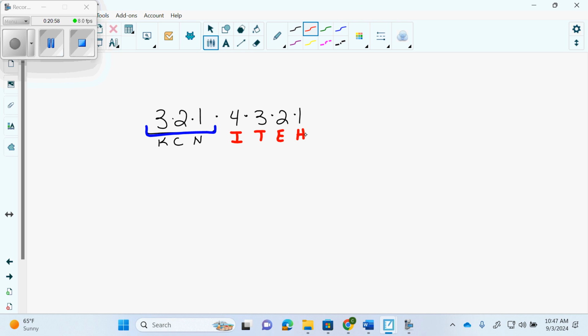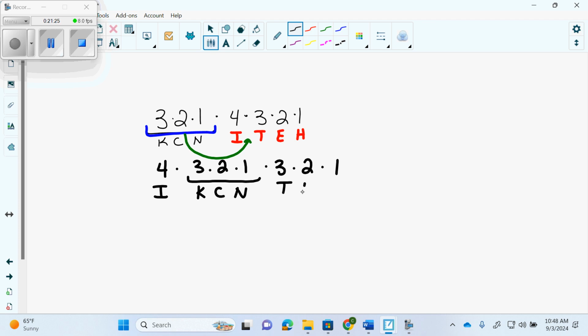What happens if I take this KCN, and I move it between the I and the T? Would it give me a new word? It'd be I, KCN, TEH. Is that a different word? Is KCN still together? Yes. So that would look like this. 4, 3, 2, 1, 3, 2, 1. And that would be I, KCN, TEH. Do we agree? So that's case 1, where they're still together.